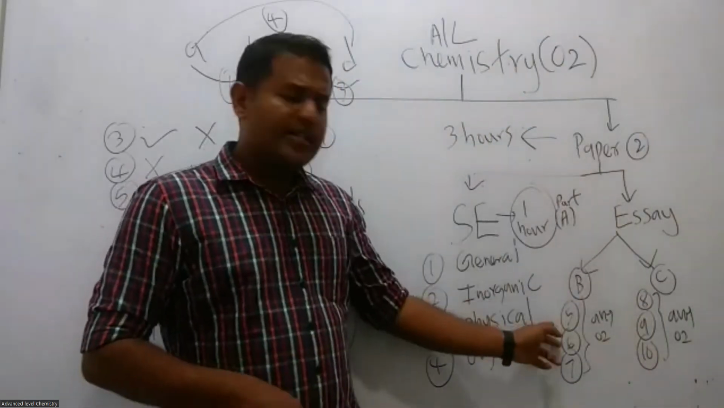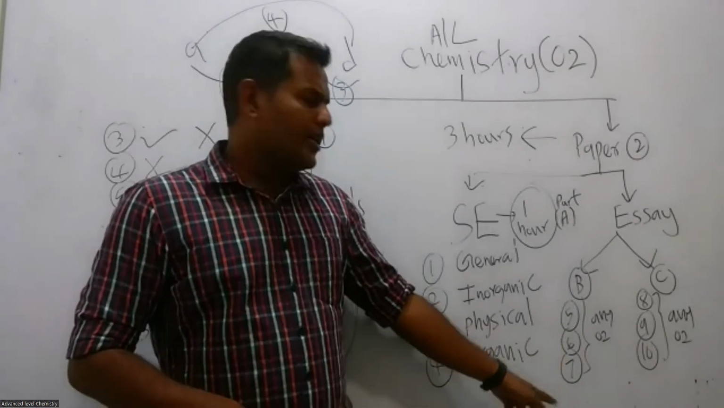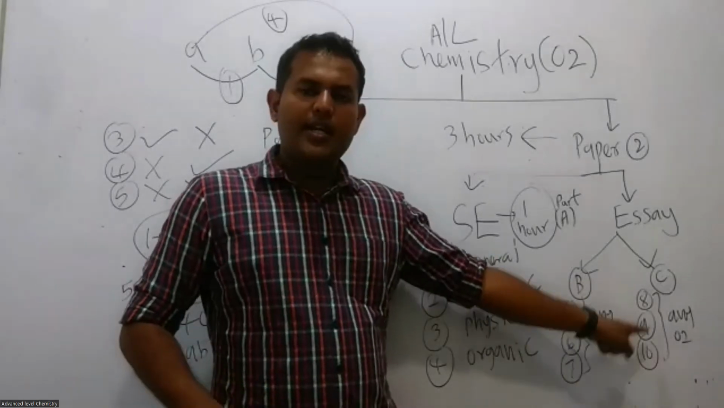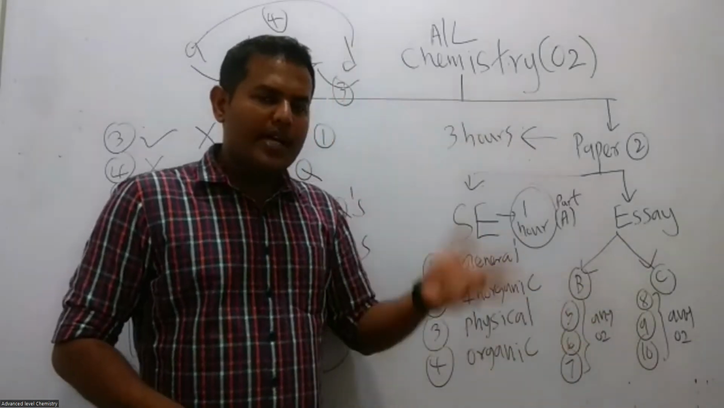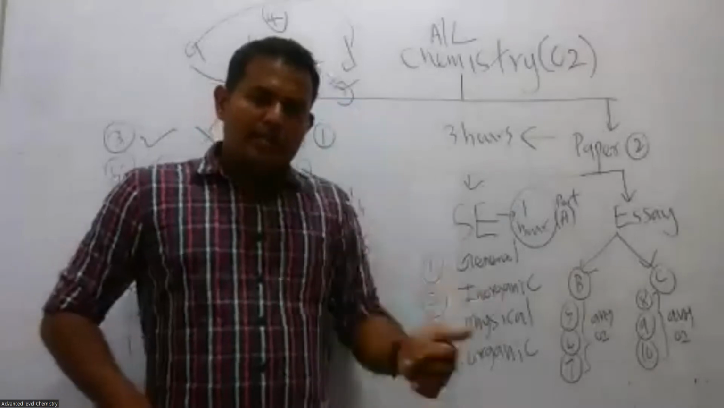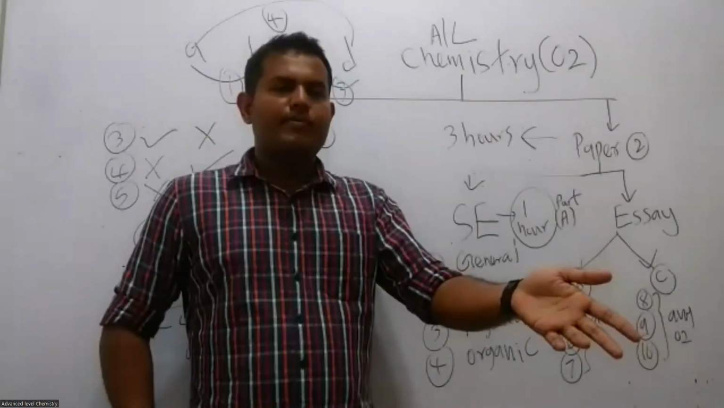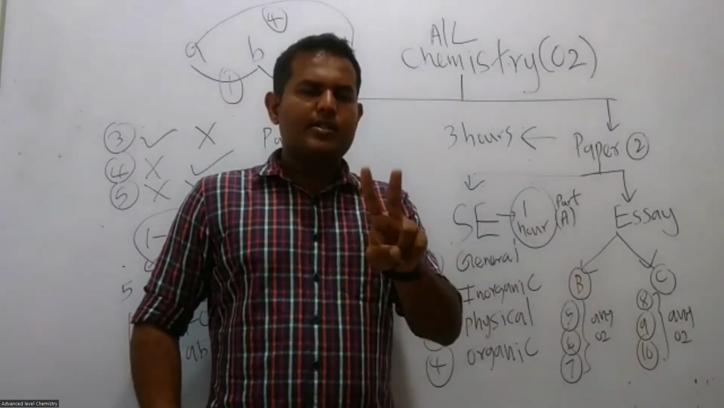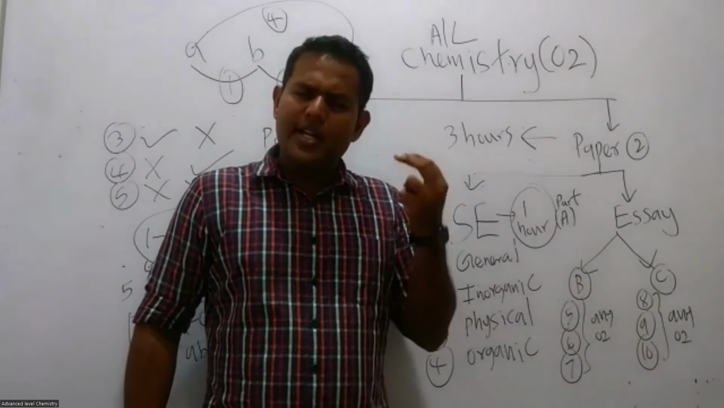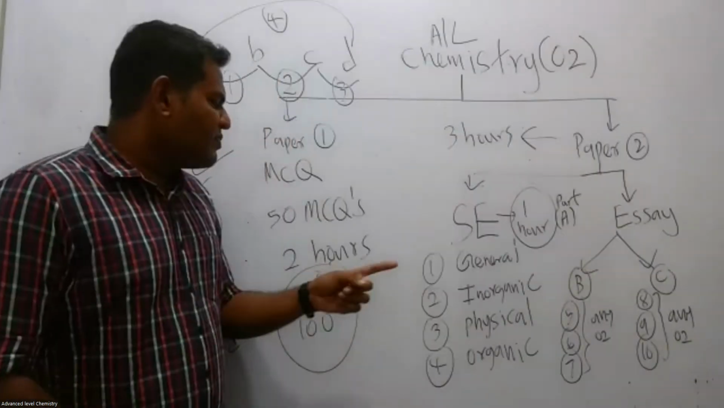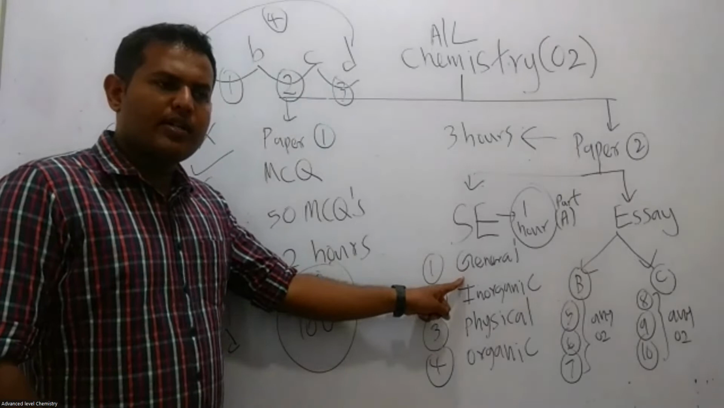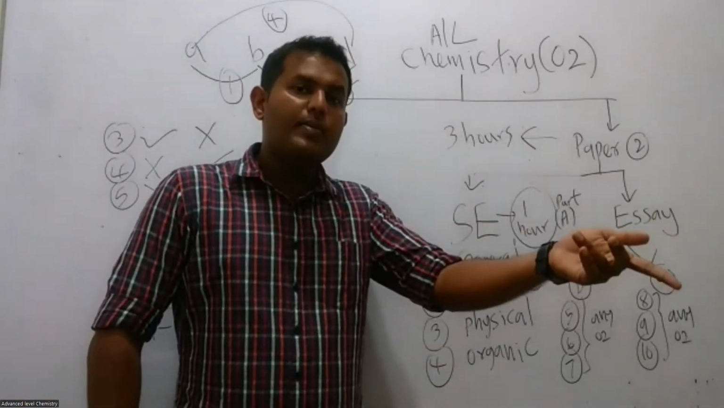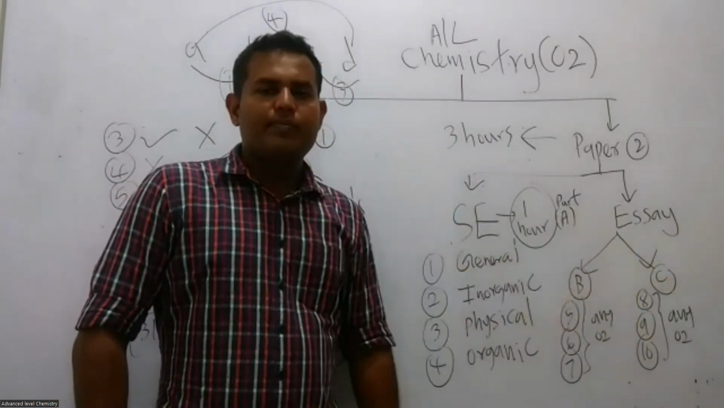Here you get physical chemistry and inorganic chemistry questions. And here you get organic chemistry, industrial chemistry, and inorganic chemistry. For the essay paper, they will be asking from Unit 3 to Unit 14. Generally you don't get the first 2 units in the essay paper, because they have been asked in the structured essay questions.